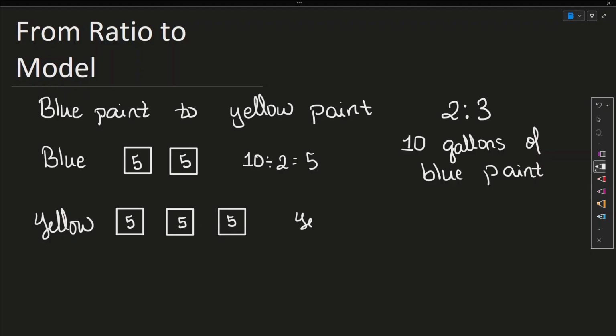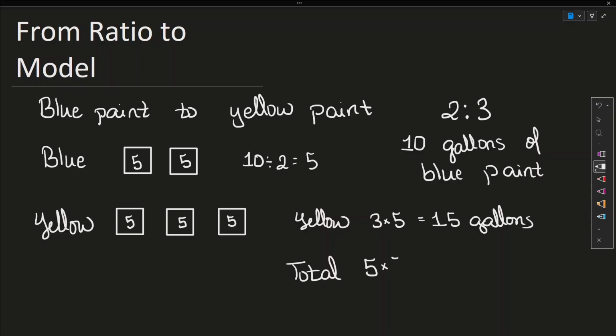So for the yellow paint, we have 3 squares that are 5 each, so that would be 15 gallons. If we wanted the total amount of paint, well, there are 5 total squares, and they are each 5, so we would have 25 gallons.